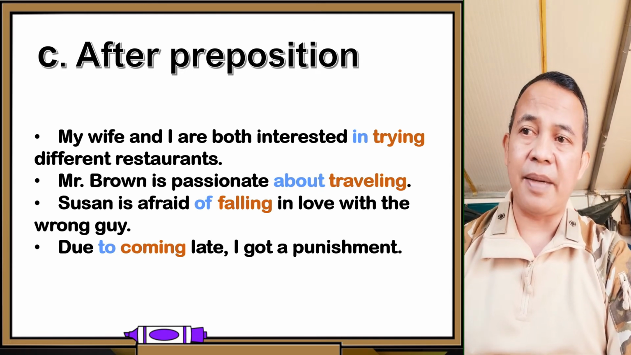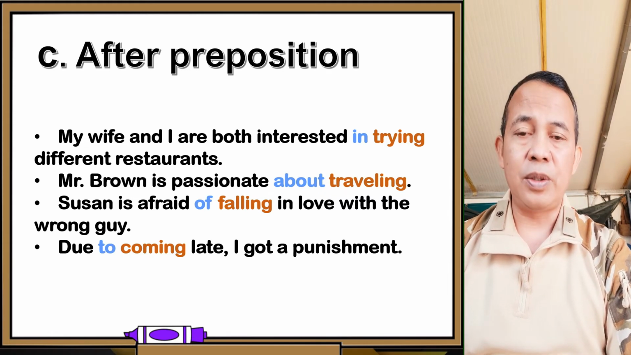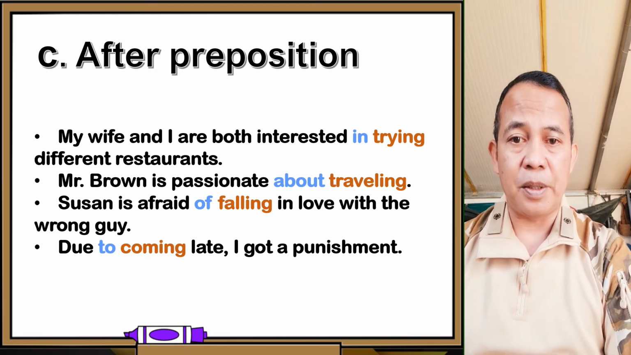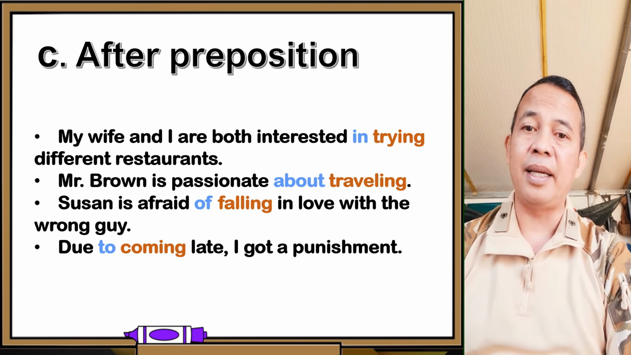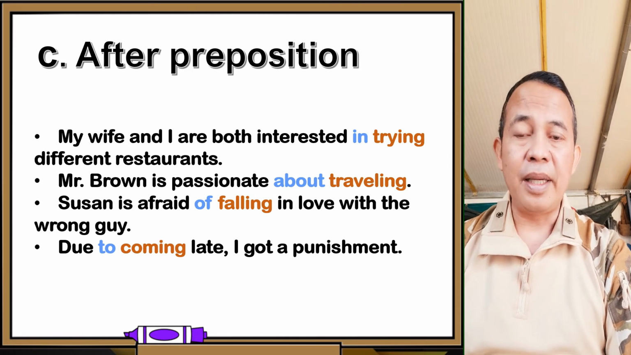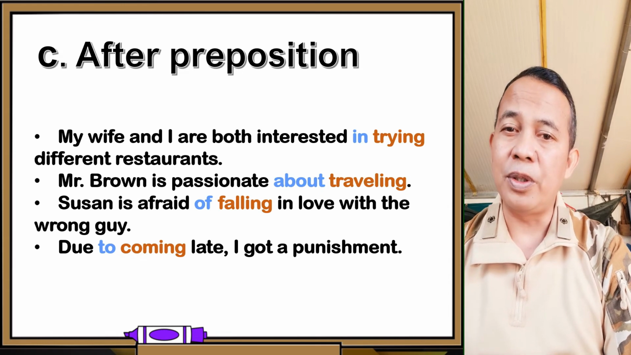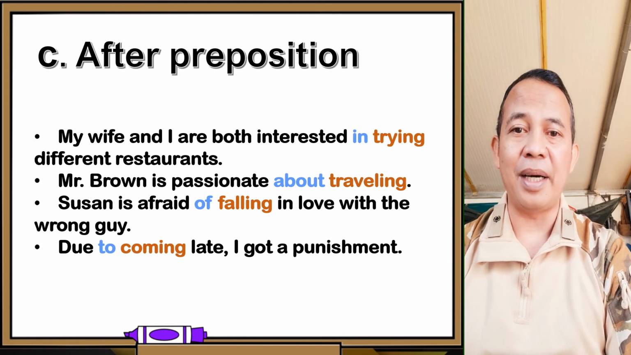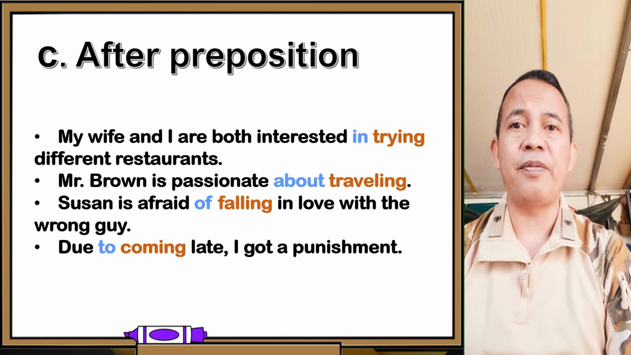My wife and I are both interested in trying different restaurants. So in there is a preposition. Because it is a preposition, the rule in English is that a preposition can only be followed by gerund or noun. It cannot be followed by other parts of speech. So if you want to use a verb there, you have to change the verb into gerund. How? Again, by adding ing at the end of the word. Like for example, example number 1: My wife and I are both interested in trying different restaurants.